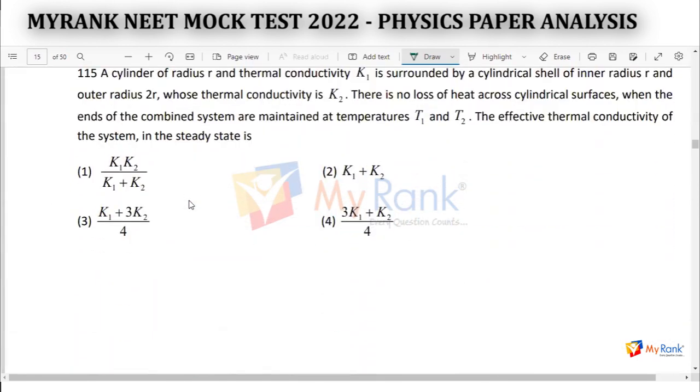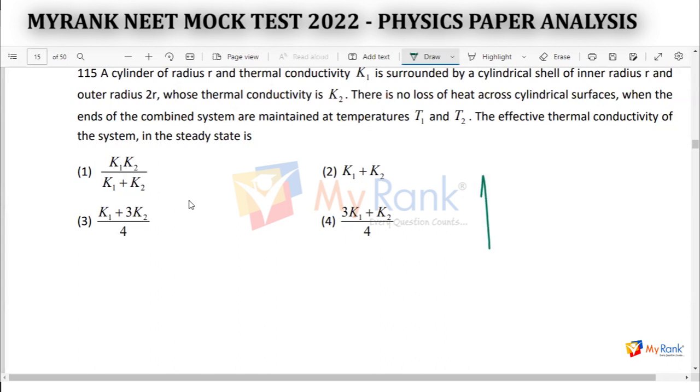And the next question: a cylinder of radius R and thermal conductivity K1 is surrounded by a cylindrical shell of inner radius R and outer radius 2R, whose thermal conductivity is K2. There is no loss of heat across the cylindrical surfaces when the ends of the combined system are maintained at temperatures T1 and T2. The effective thermal conductivity of the system in the steady state is?